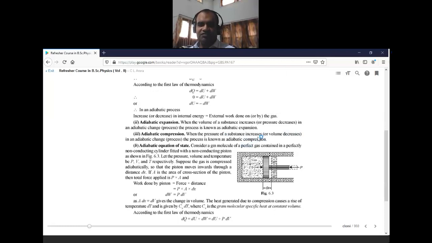When pressure increases, the gas compresses, and where the pressure decreases, the gas expands. Or in other words, pressure decrease means volume increase. Volume increase means the gas is expanded, and volume decrease means the gas is compressed. Expansion means increase in volume, compression means decrease in volume. So is this clear? What is adiabatic expansion or adiabatic compression?